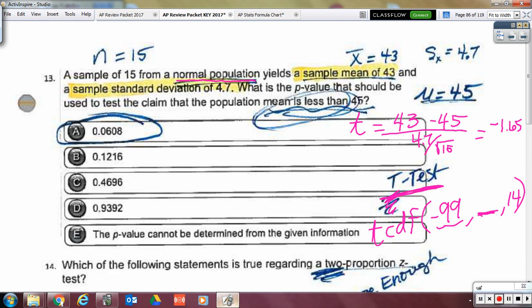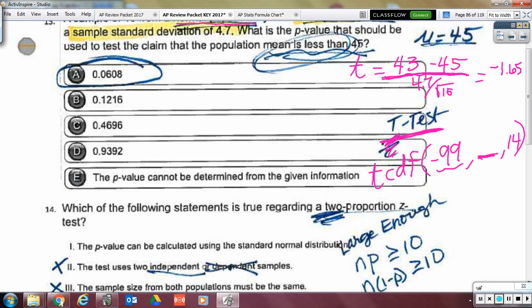Which, by the way, if you did it by hand, here's the t-score by hand: 43 minus 45 over the standard error. And you would tcdf, negative 99 to negative 1.65, comma 14 degrees of freedom.